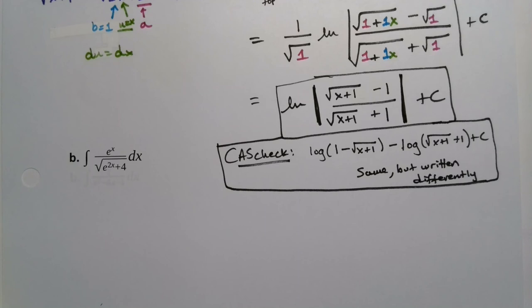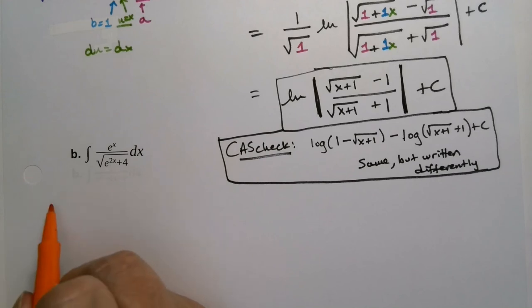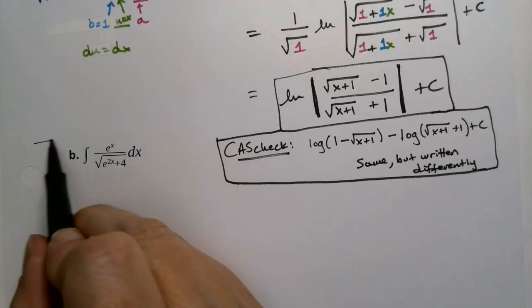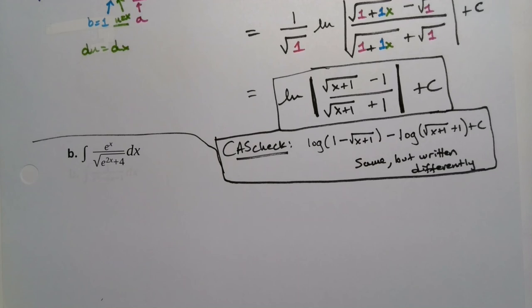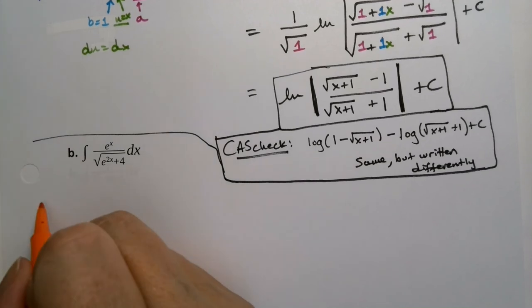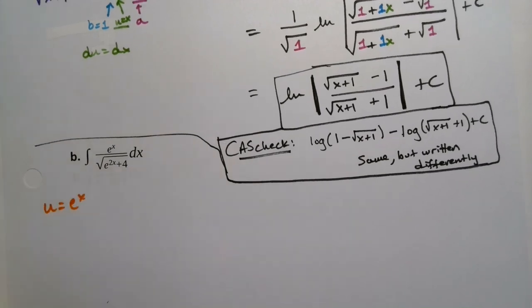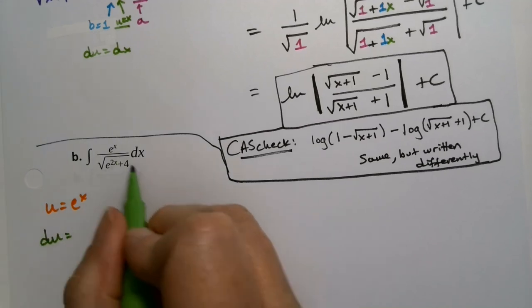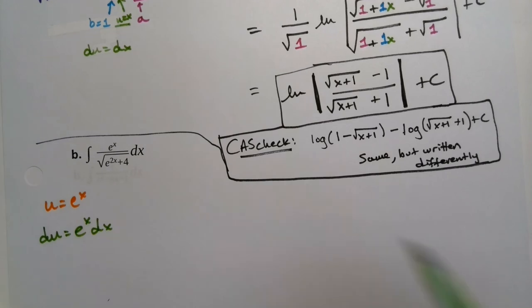All right, now what about letter B? Well, in letter B, I noticed that I should have given it more room. Sorry about that. But I noticed that if I make u e to the x, right, because I can, then du would be e to the x dx. No problem. So then let me rewrite this with a different color. Here, let me go blue.